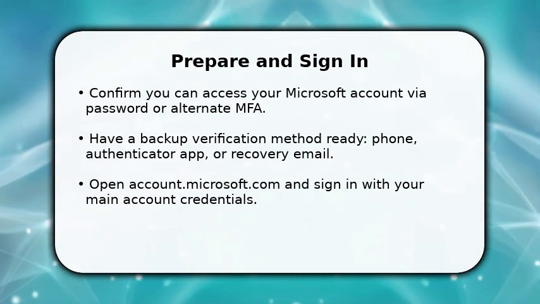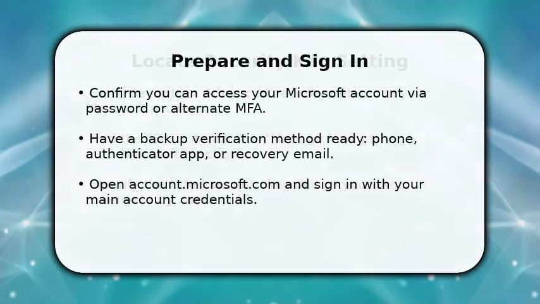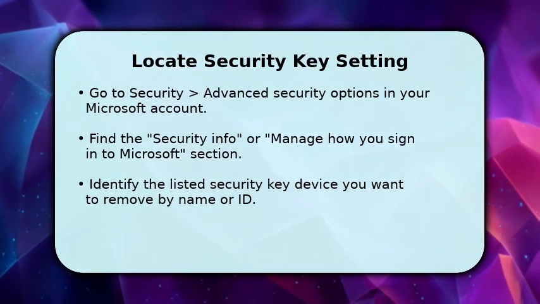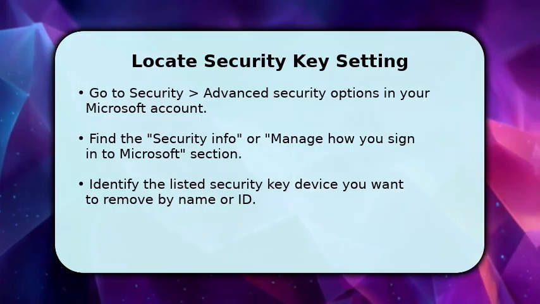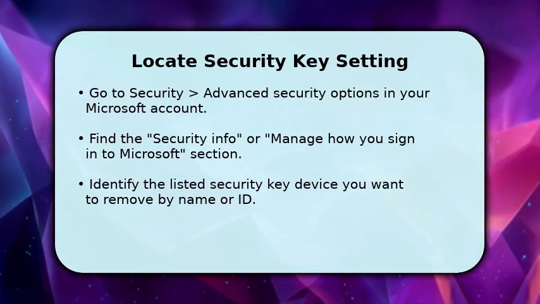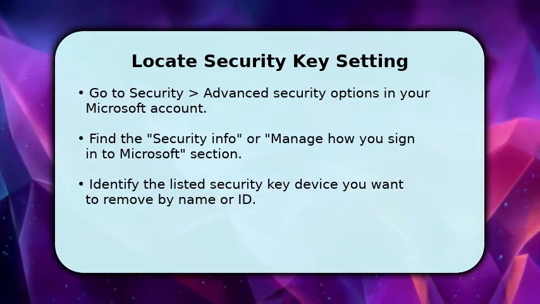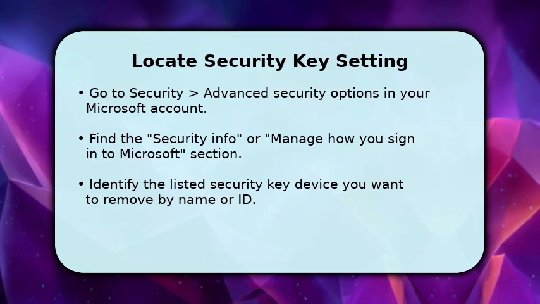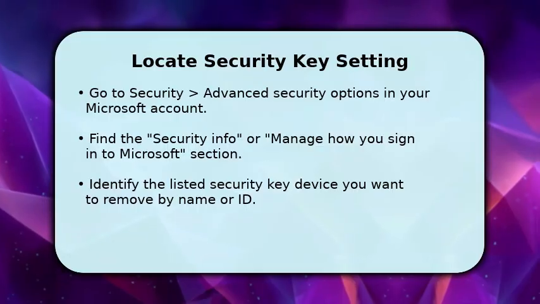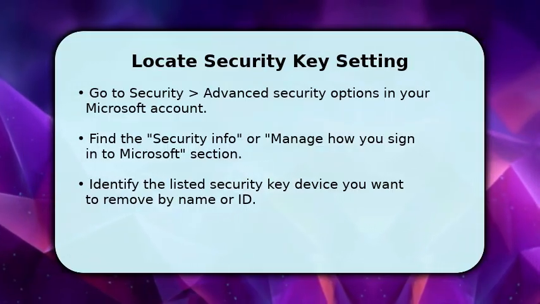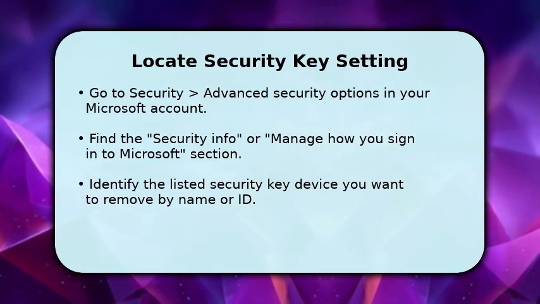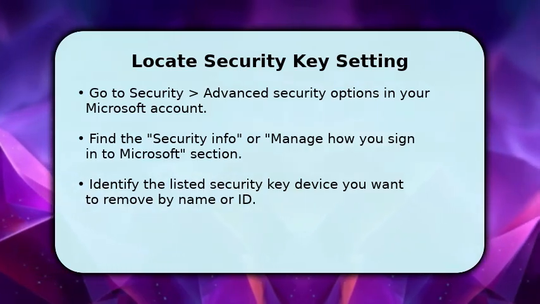Next, navigate to Security and open Advanced Security Options. This is where Microsoft stores sign-in methods. Once there, select Security Info or manage how you sign into Microsoft, because that view lists your keys and other authenticators. Identify the security key by its name or device ID so you remove the correct one. Make sure it's the one you intend to delete. Removing the wrong key can disrupt other users or services tied to that specific credential in your account.